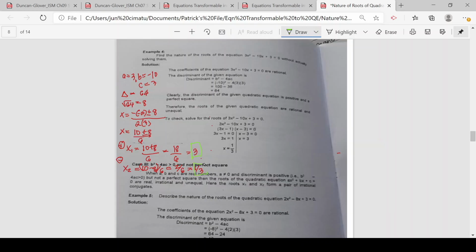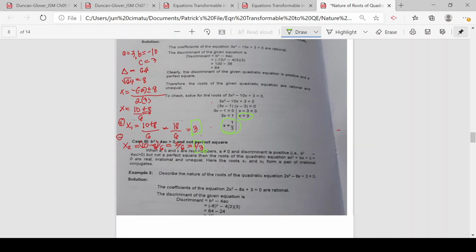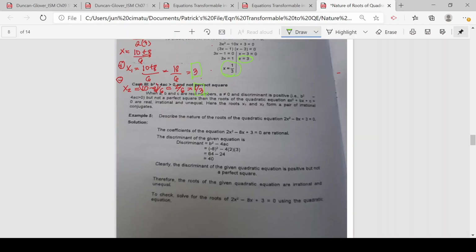So 3 tsaka 1/3 ang sagot. Ito rin ang lumabas dito. So, susunod. Si x2 kukunin yung negative na 8. So ito ay 10 minus 8 over 6 equals to 2 over 6 equals sa 1/3.